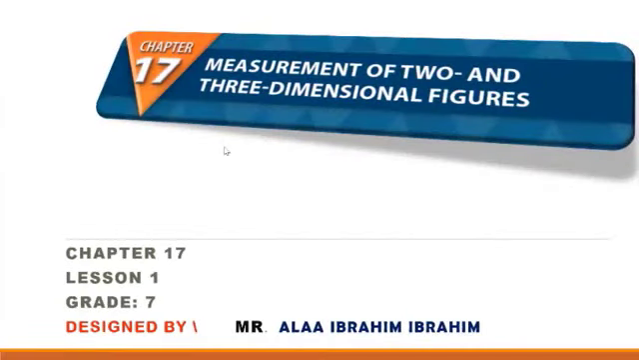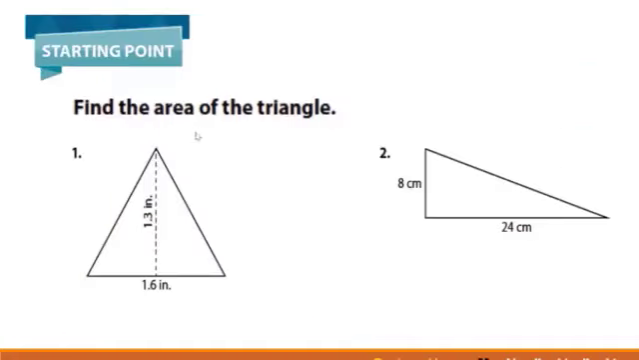Grade 7. Today we start chapter 17, measurement of 2 and 3 dimensional figures. I'll start with revision with how to find area of triangle. Remember, we find the area of a triangle with this formula: A equals half times B times H, meaning half times base times height.